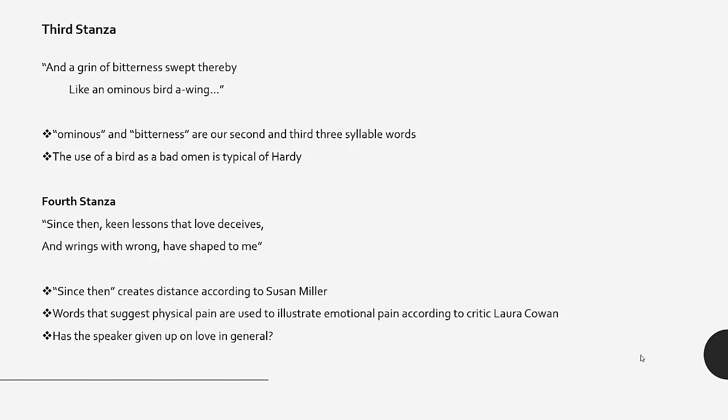Since then, keen lessons that love deceives and rings with wrong have shaped to me. According to Susan Miller, the words since then create a distance between us and the scene by the pond. Laura Cowan argues that this also shows us that the lessons learned from this failed relationship have been applied to all love in general. The experience has been painful, and Cowan says this is emphasized by the use of words that evoke physical pain, like rings and keen.